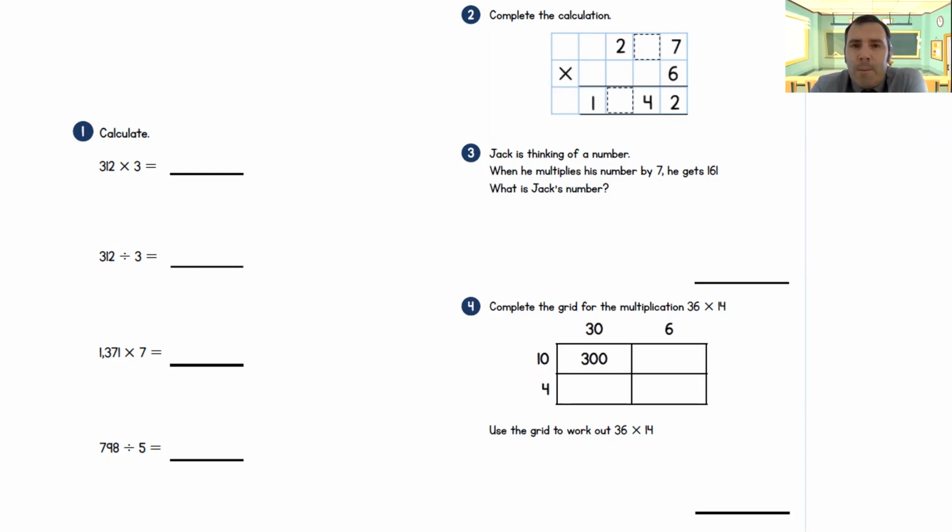Question 2 is to complete the calculation. So you need to find the numbers that will go in the gaps. So there's 2 numbers missing. You need to work out what they are.